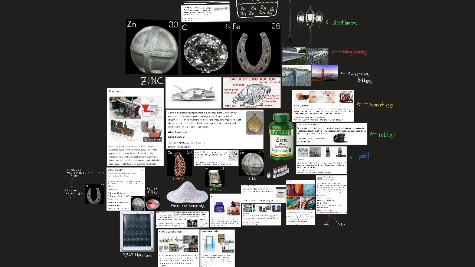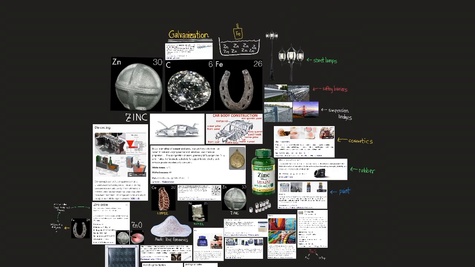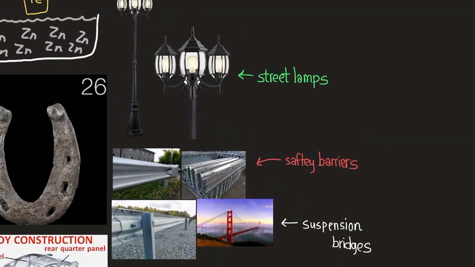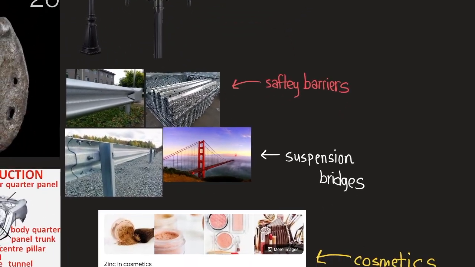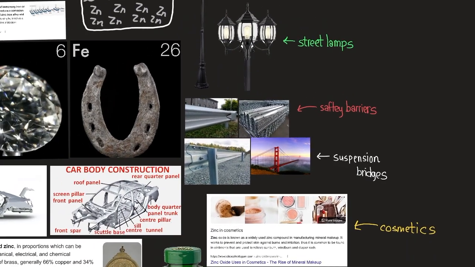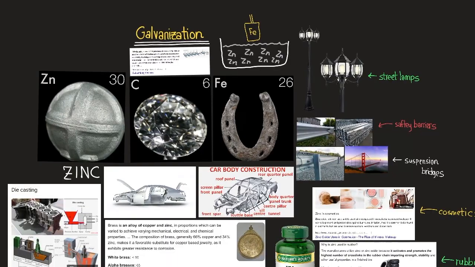Hello, and today is about the element zinc. So most zinc is used to galvanize other metals such as iron to prevent rusting. Galvanized steel is used for street lamps, safety barriers, and suspension bridges. Large quantities of zinc are used to produce die castings, which are important in the automobile, electrical, and hardware industries. Zinc is also used in alloys such as brass.